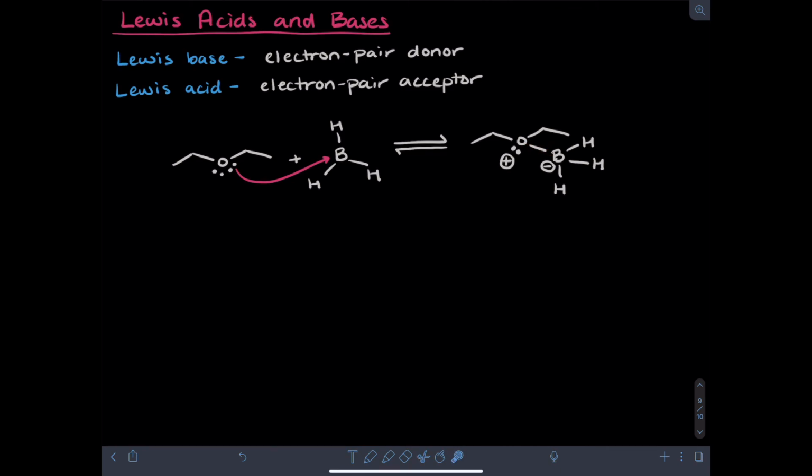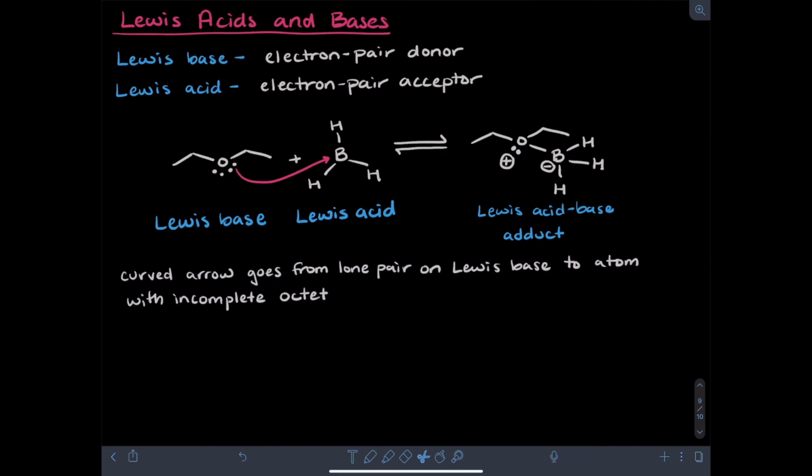In the product, we have to think carefully about charges. Notice in the product, boron has 4 bonds, and since it has 3 valence electrons, this gives it a -1 formal charge. And an oxygen with 3 bonds and a lone pair has a positive charge. To classify my molecules, my Lewis base is the one that is donating its lone pair. The Lewis acid is the atom, in this case boron, that is accepting the lone pair. And the product that's formed upon this reaction can be known as a Lewis acid-base adduct.